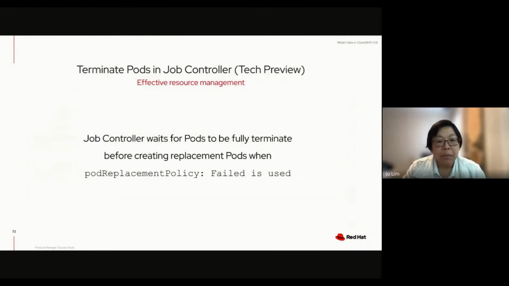So currently, if a pod enters a terminating state due to a preemption, eviction, or other external factors, a replacement pod is created or immediately fails to start. And so having a replacement pod before the previous one fully terminates can also cause problems in clusters with scarce resources or tight budgets. So to address this problem, in OpenShift 4.16, the job controller will now wait for pods to be fully terminated before creating replacement pods when the pod replacement policy Failed is used.